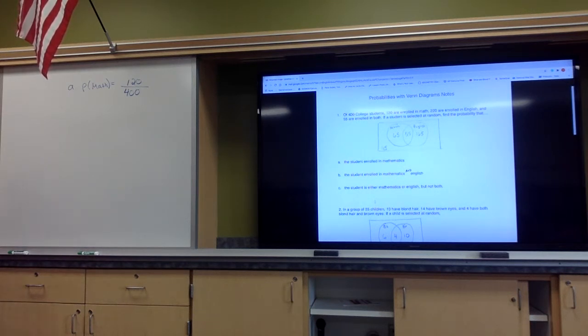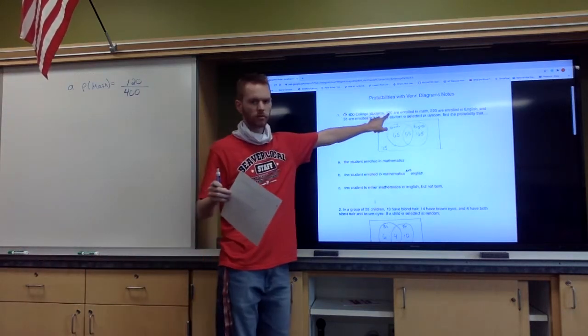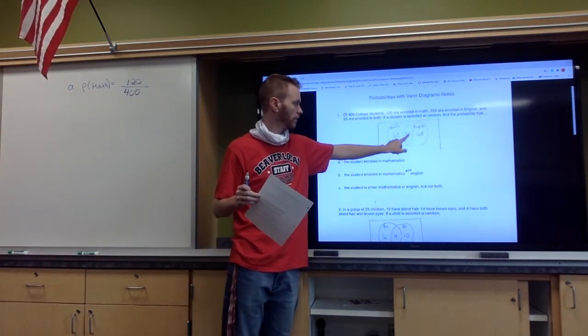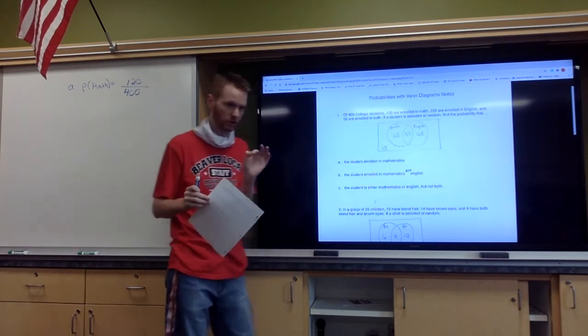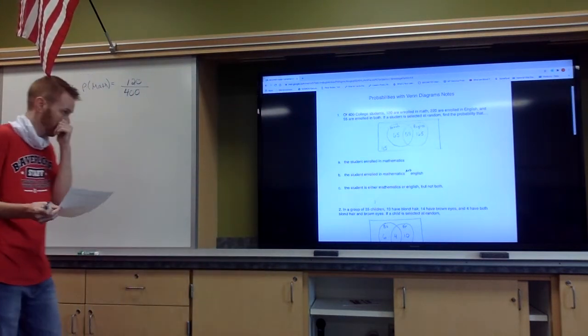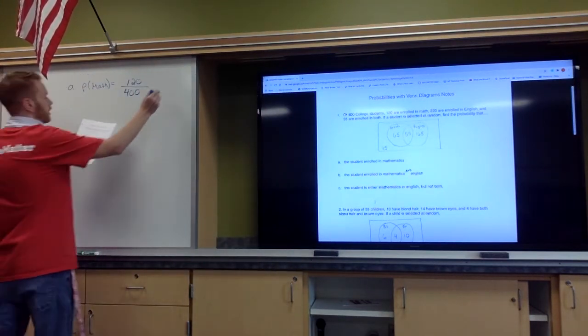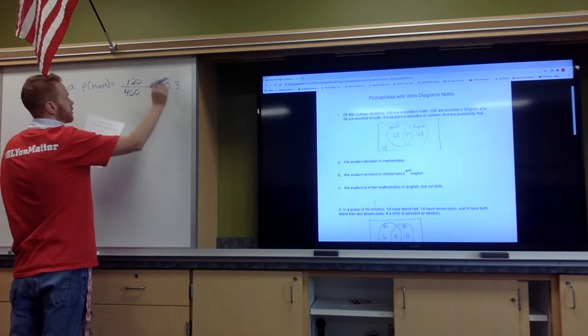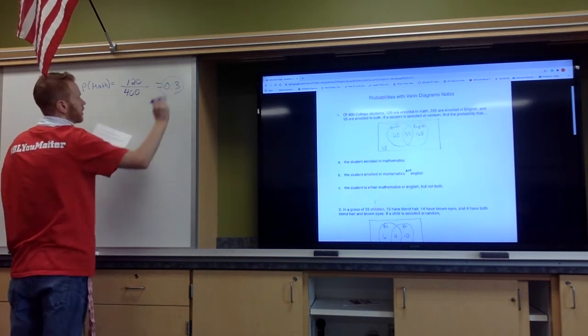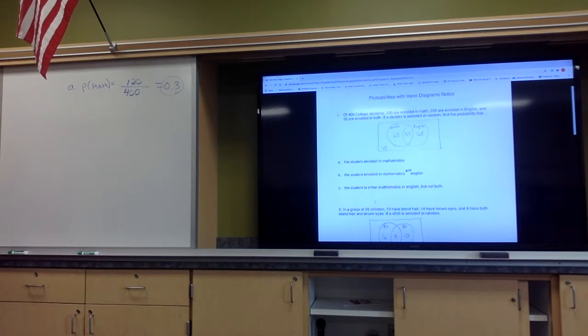So let's say they didn't give you this. You can still add these two up. I know these 55 did both English and math, but they're included, right? They did math. Okay, so we get 0.3, or 30% as our answer for that one.